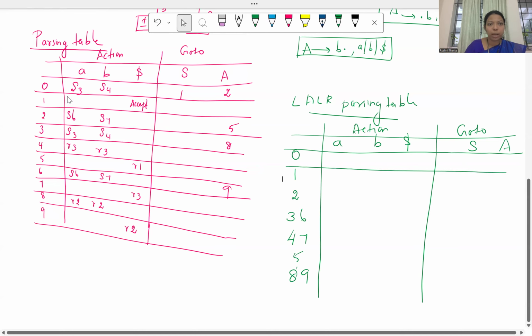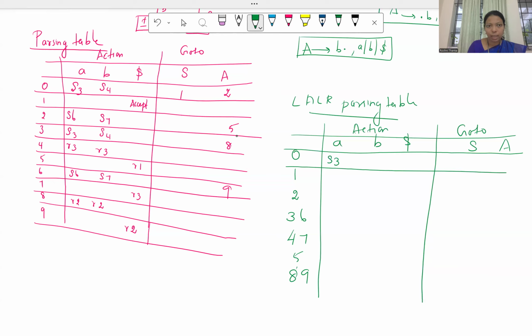In the zeroth state, we have S3. But there is no state called S3, right? So it is S36. And for this one, we have S47. And here it is 1 and here it is 2. Then in the first state, accept alone is there.